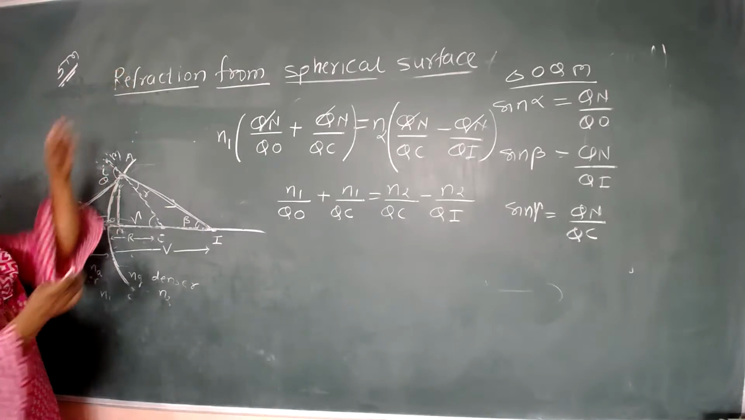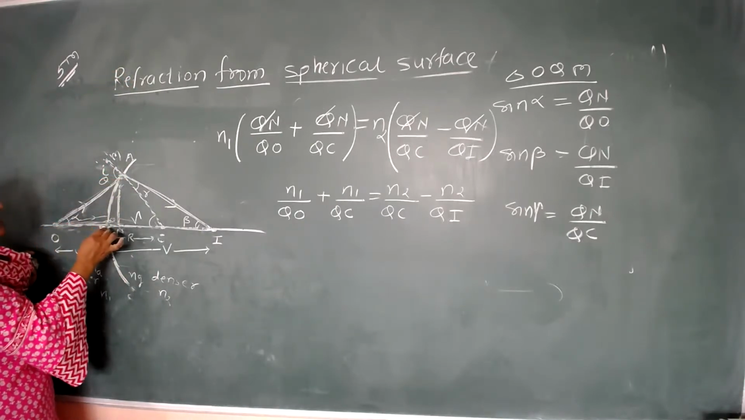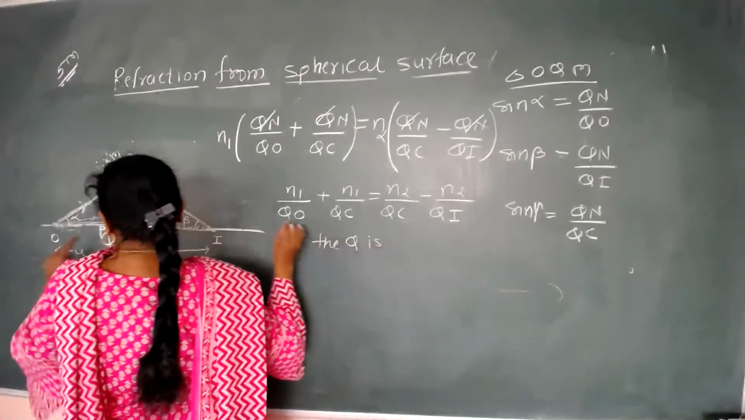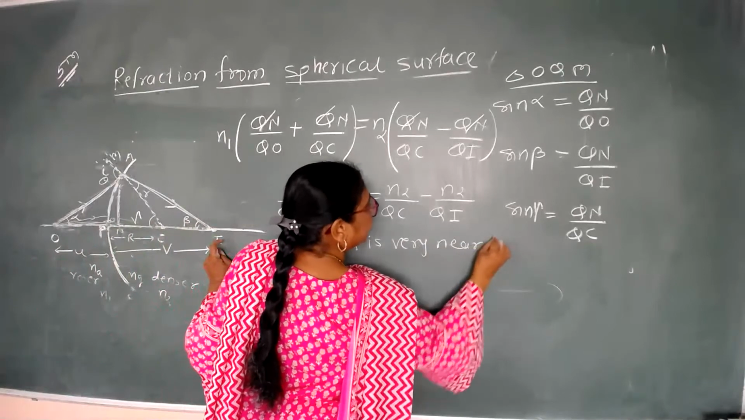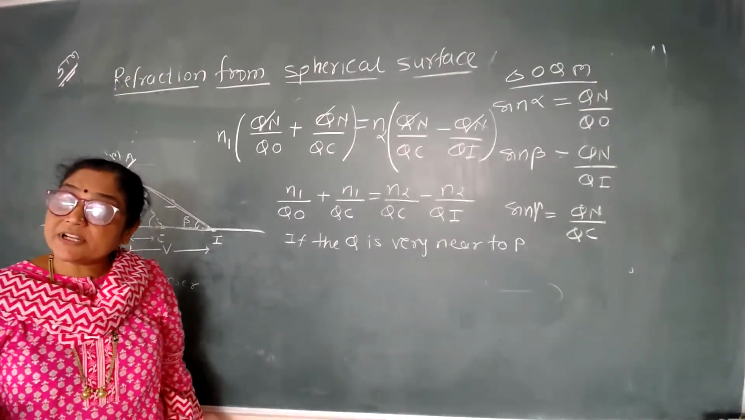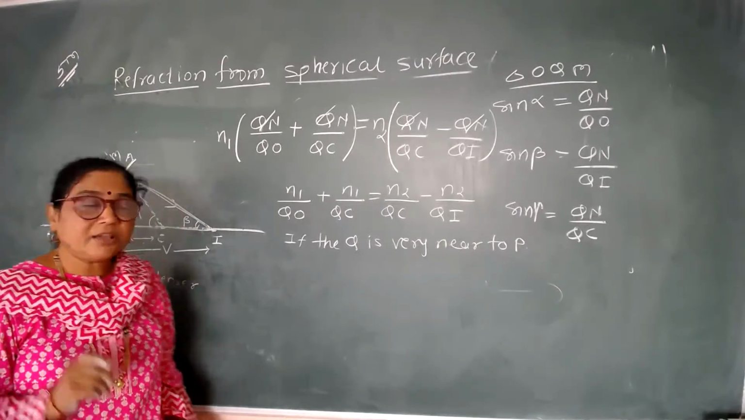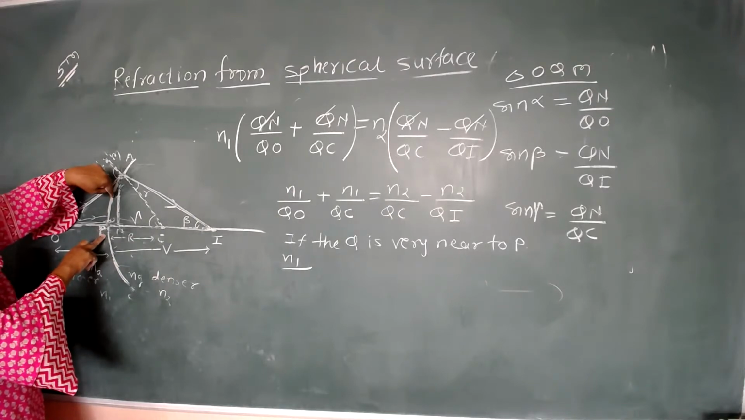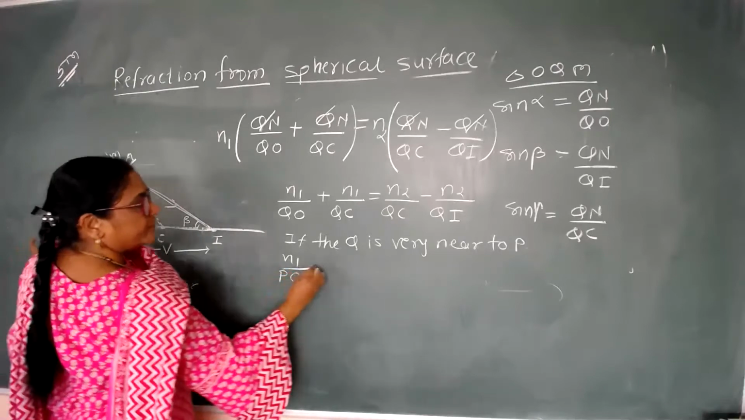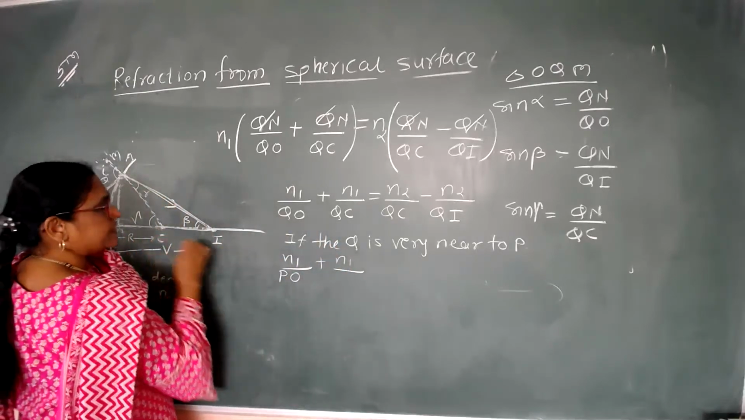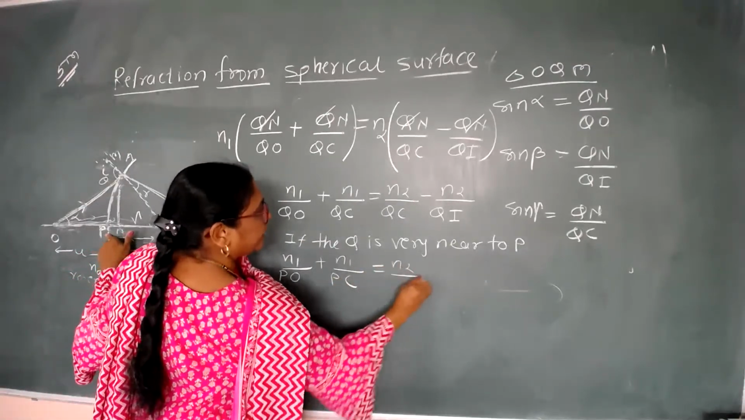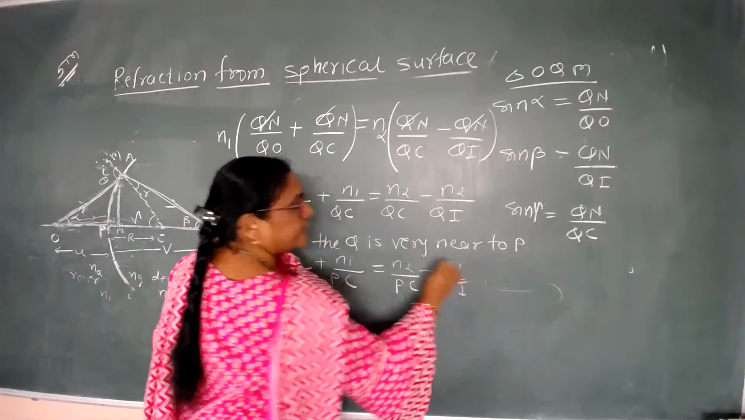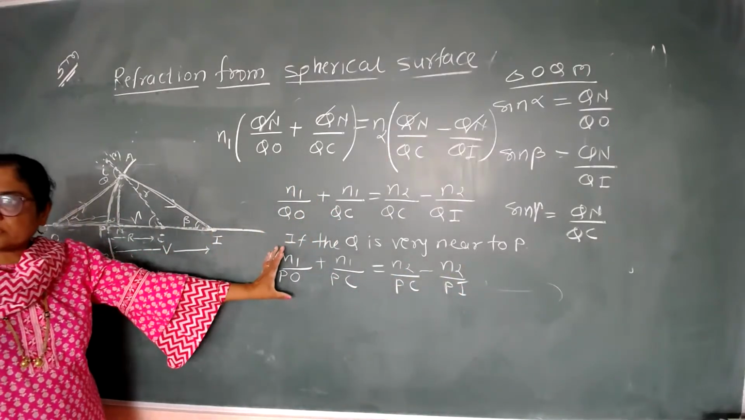Now what will this distance be? OQ or QO is nearly equal to PO. What can we say there? If Q is very near to P, the distance between Q and P is negligible. Then the values come: n1 divided by Q. Q is very near to P, so in place of Q we can write P. Plus n1 divided by QC, QC means PC, is equal to n2 divided by QC, means PC, minus n2 divided by QI, means PI. Correct?